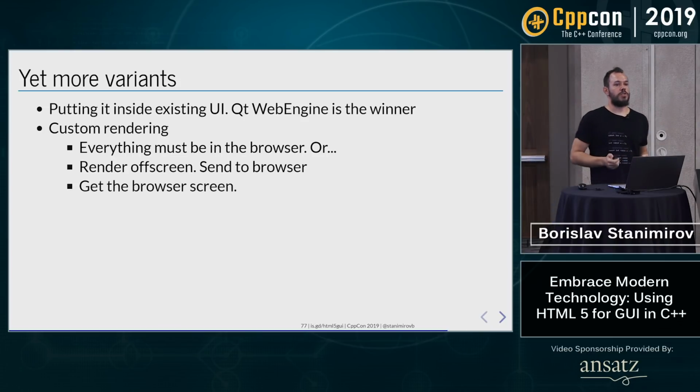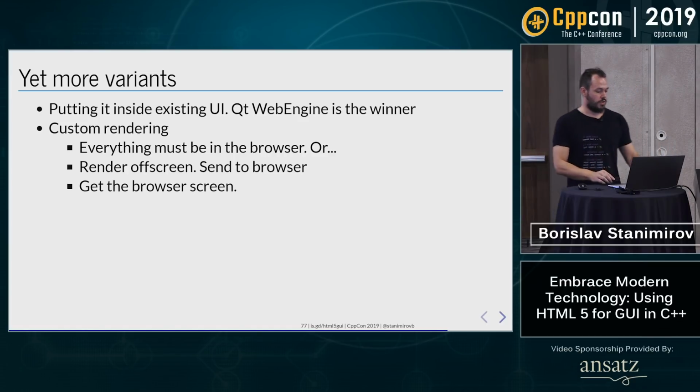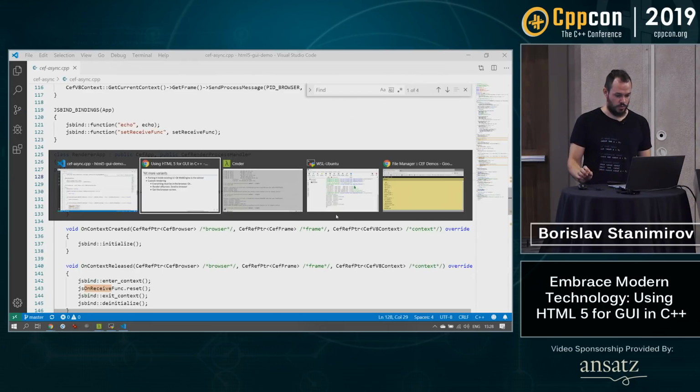You could get the browser screen too. Now, CEF, for example, and Qt's web engine, they both support a way to do the opposite thing. Not read your own rendering data and send it to the browser, but read the browser's rendering data and use it yourself. And I have a small demo that does that too.